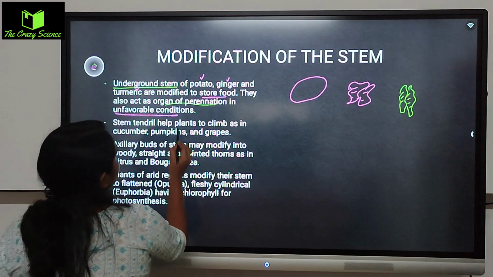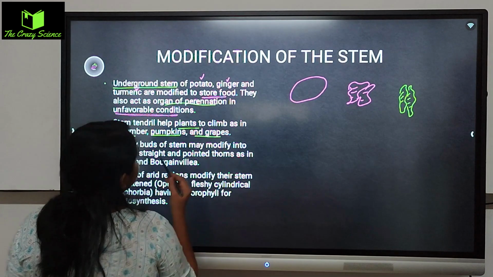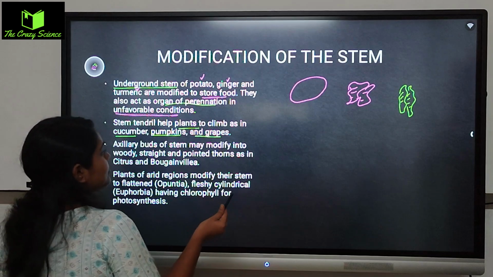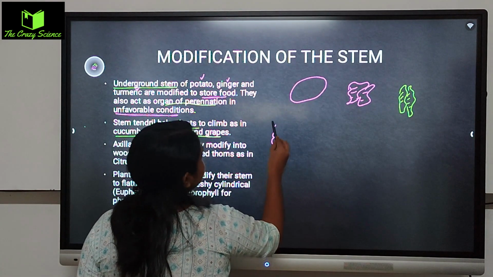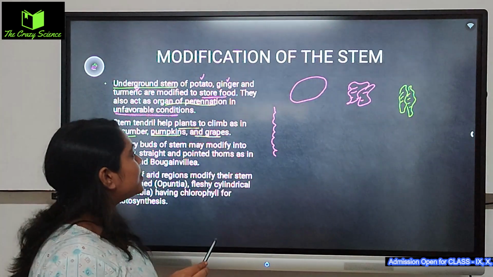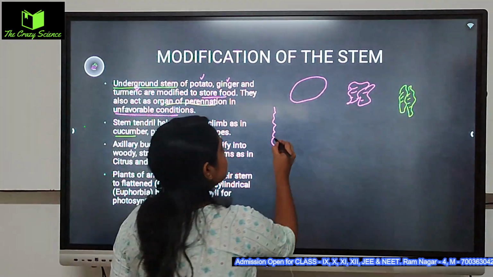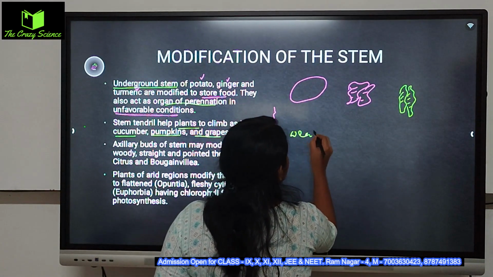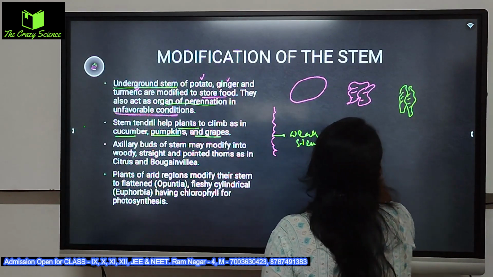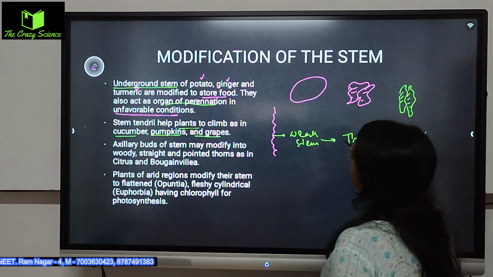Stem tendrils help plants to climb, as in cucumber, pumpkins and grapes. So the stem tendrils I'm talking about look like just curly hair; that structure is called the tendrils. And with tendrils, it is called the weak stem. Their stem is very weak, they are called the weak stem. And what they require, they need a support. They need a support to climb.